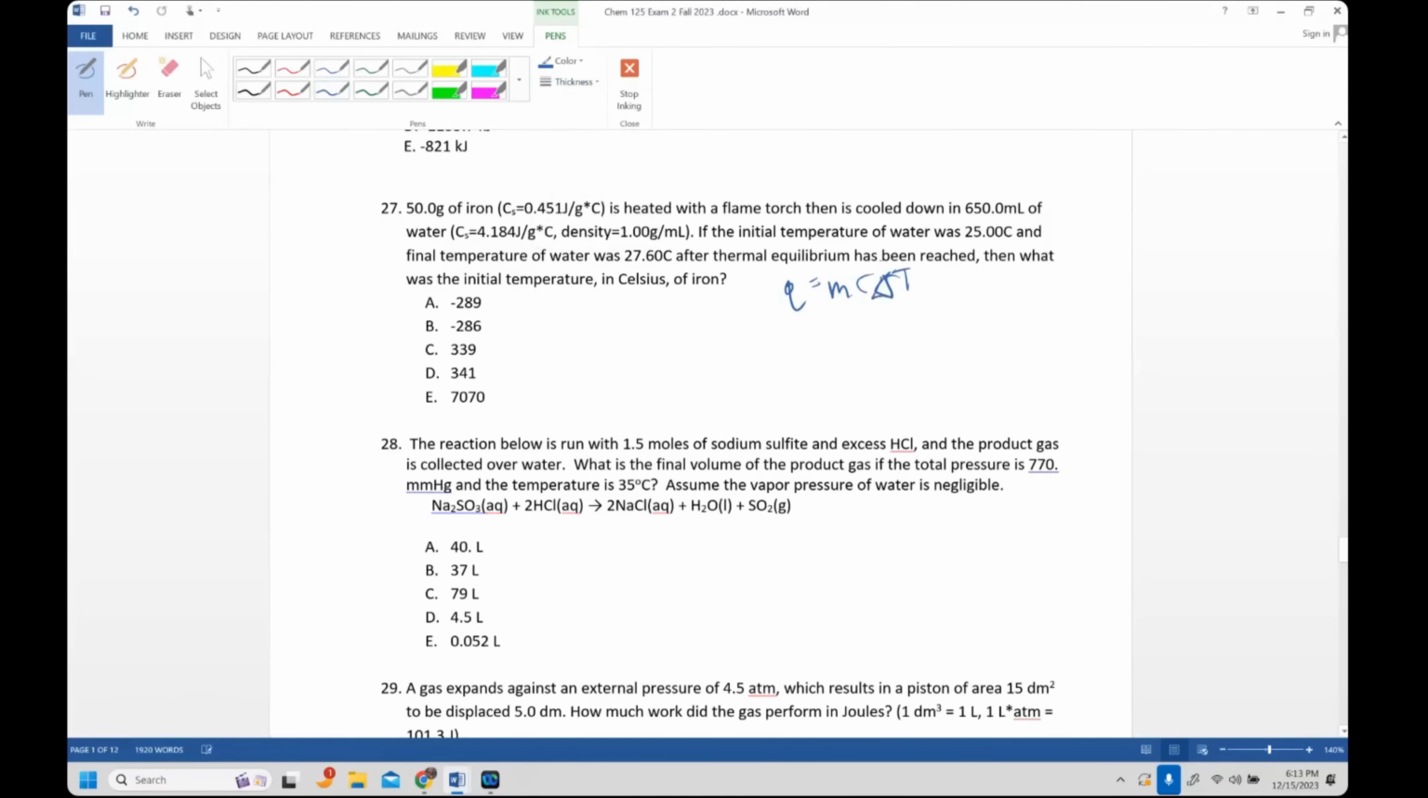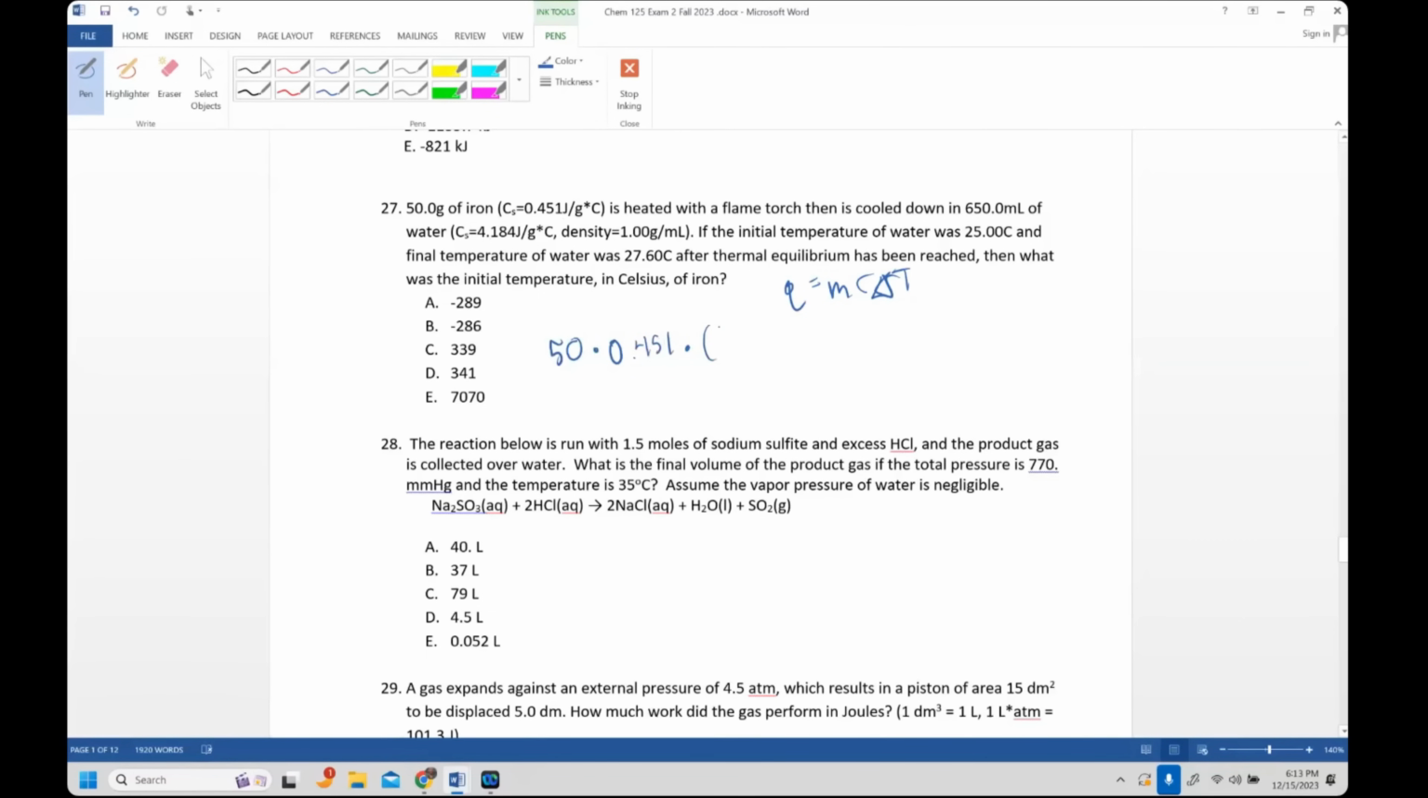Now this is the simple lab experiment of heating up a piece of metal, putting it into water, and determining what metal it is by how fast it cools off and the final temperature of the water. So we can make two Q equals MC delta T's equal to each other, one for the metal, one for the water. So let's do that. We'll do metal equals water. M of the metal is 50, so 50 grams of iron times C of the metal, 0.451, times delta T of the metal, which is what we're trying to figure out.